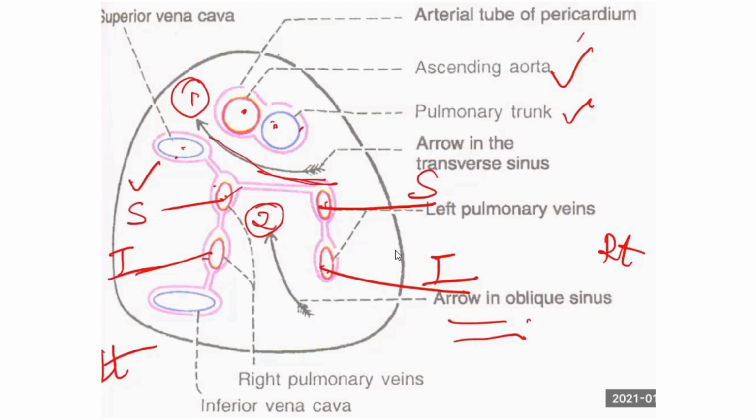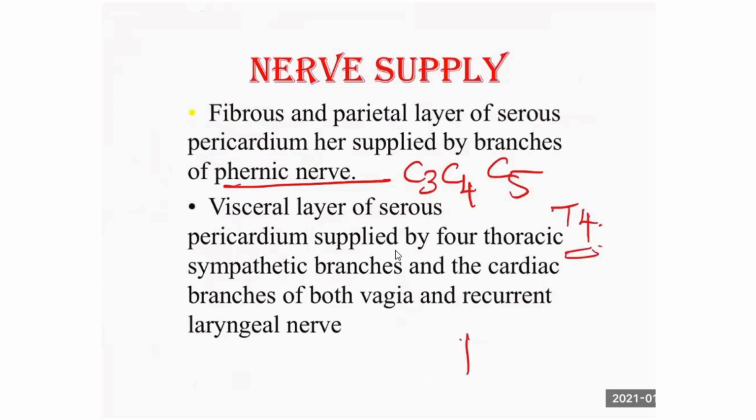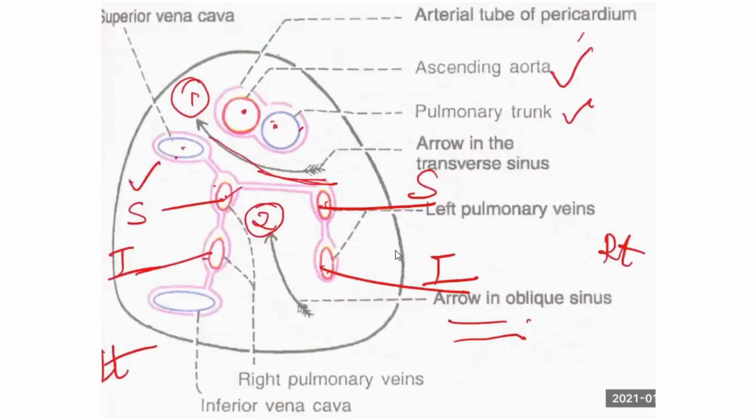Again, this nerve supply is important for MCQ. Fibrous and parietal layer of serous pericardium are supplied by branches from phrenic nerve, C3, C4 and C5 fibers, the root value. Visceral layer is supplied by T4 fiber, which is a part of sympathetic system. Up to this, you're clear, right? So, what are all the sinus? Transverse and oblique.